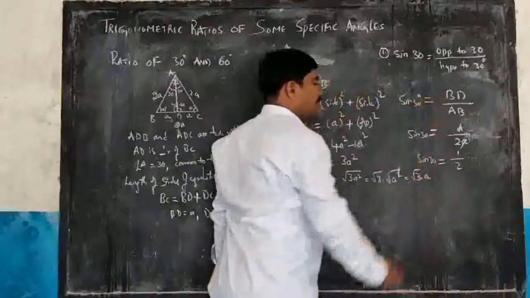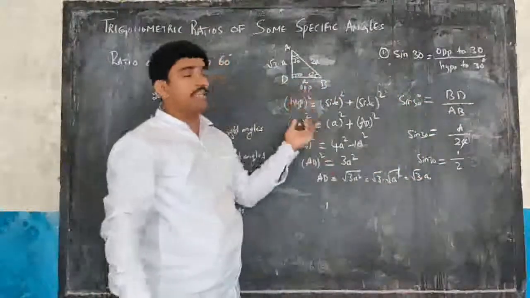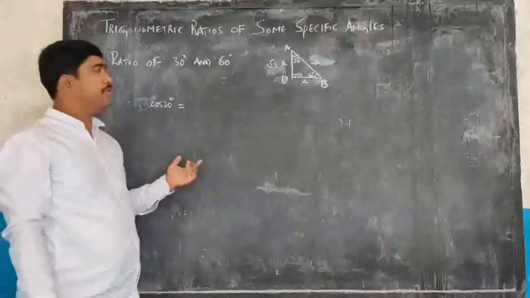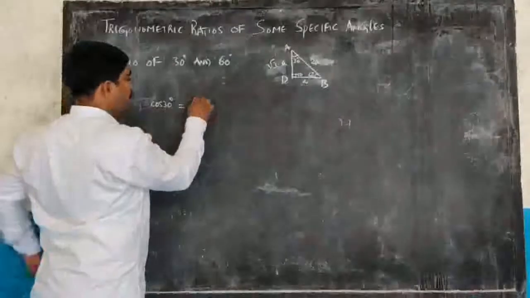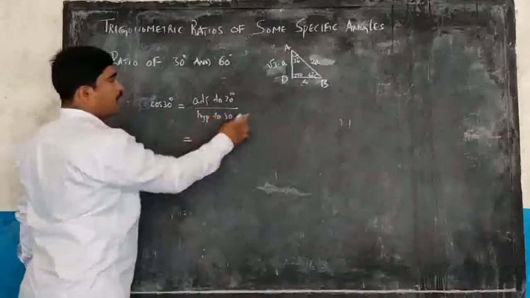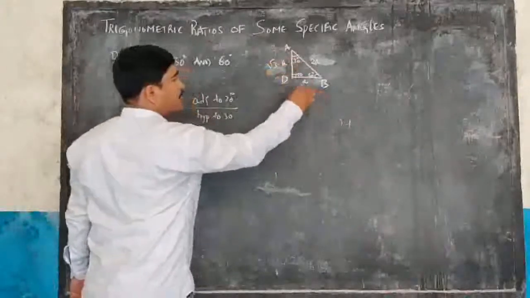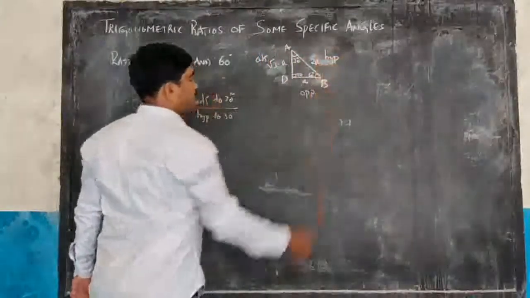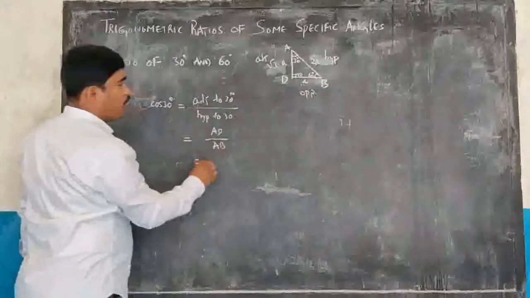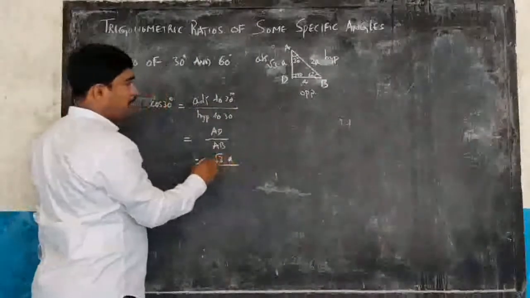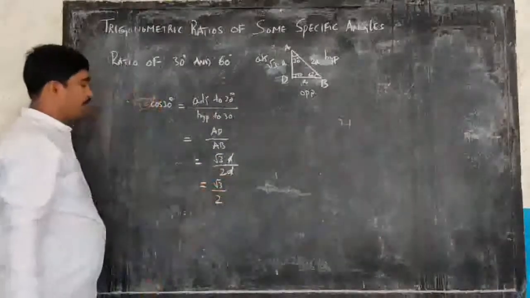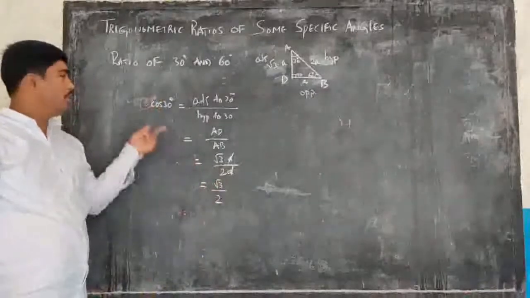Similarly we can find out the value of cos 30 and similarly the other trigonometric ratios. Now I'll show how to find out cos 30 and tan 30 from the relevant figure. What is cos 30? Cos 30 is nothing but adjacent to 30 degrees by hypotenuse to 30 degrees. From 30 degrees, this will be the opposite, this will be the adjacent and this will be the hypotenuse. Adjacent to 30 degrees is AD by hypotenuse AB. AD is root 3 into A by AB, which is 2A. Here A cancels. So cos 30 degrees is root 3 by 2.